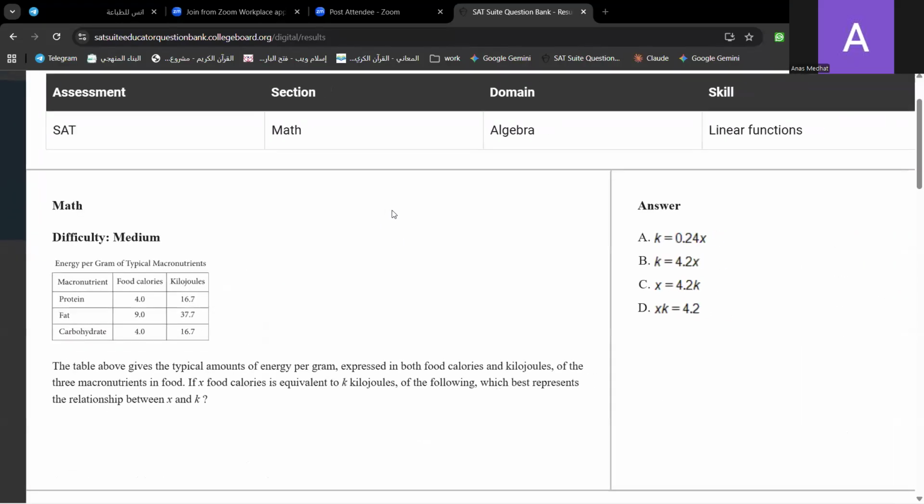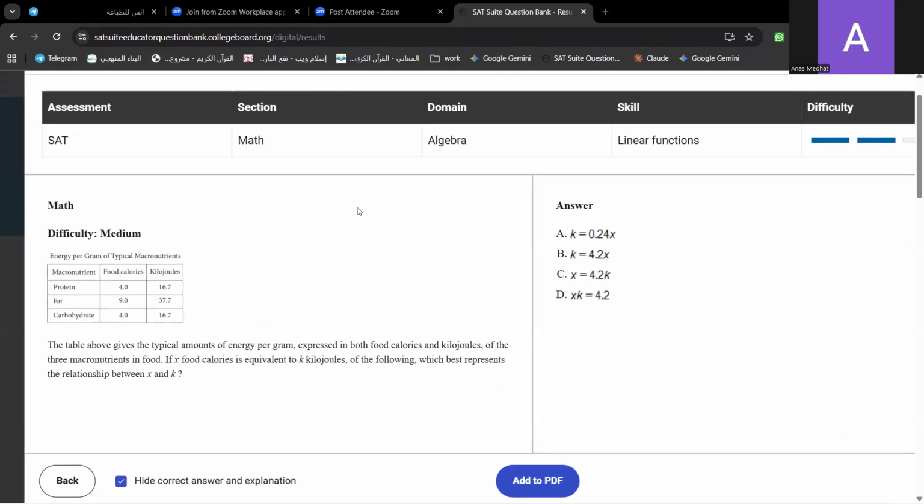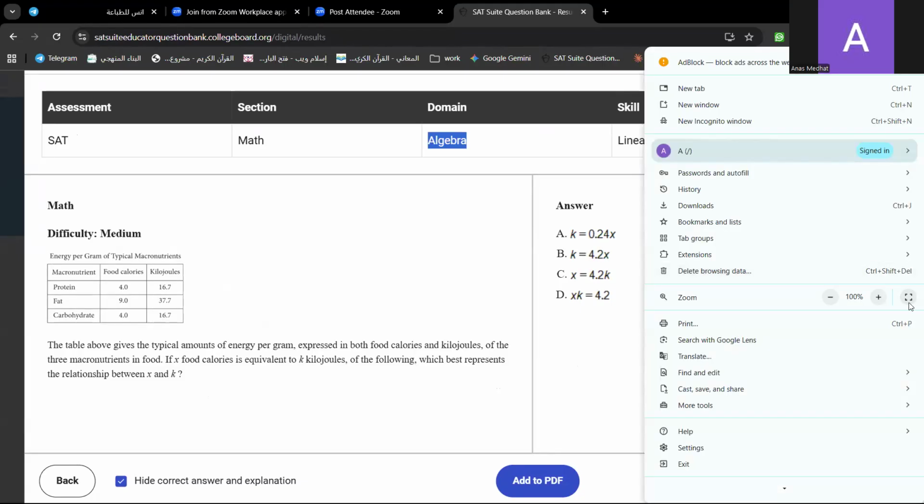Inshallah, we'll continue solving SAT math bank questions in the domain of algebra and the linear function skill. Let's continue. Bismillah.